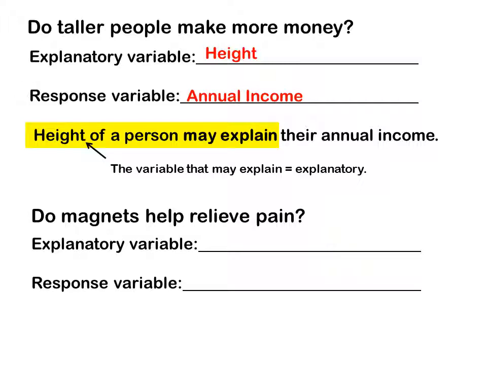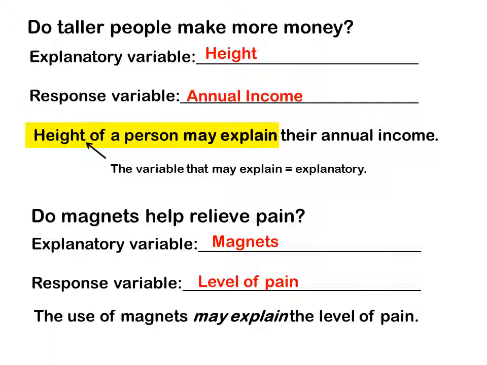So in the next example, do magnets help relieve pain? Could the magnets explain the pain, or does the pain explain the magnets? The one that makes the most sense would be that the magnets explain the level of pain. So the use of magnets may explain the level of pain, making the magnets the explanatory variable.